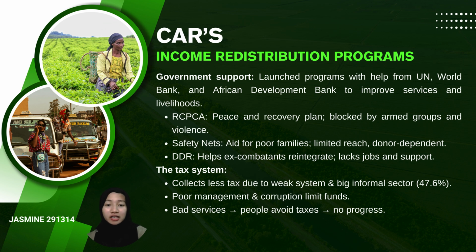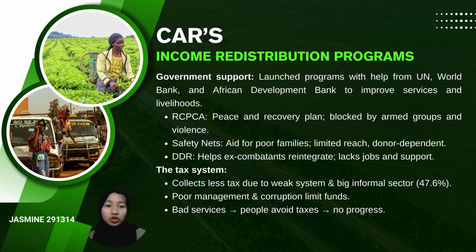Okay, so now moving on to the next part, the government and challenges in CAR. So first is the RCPCA. It is a national plan that focuses on promoting peace, rebuilding trust between the government and citizens, and supporting economic recovery. However, this plan faces a major challenge in which armed groups and ongoing violence, especially in rural areas, limit the government's presence and ability to implement the plan.